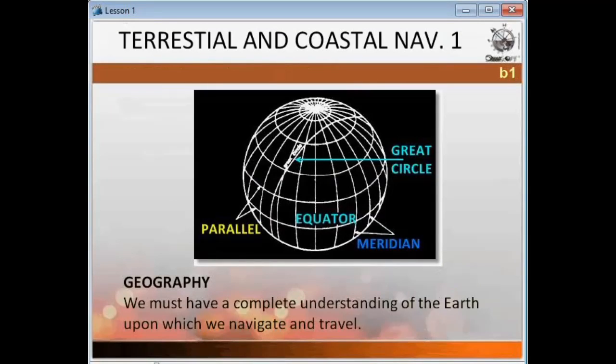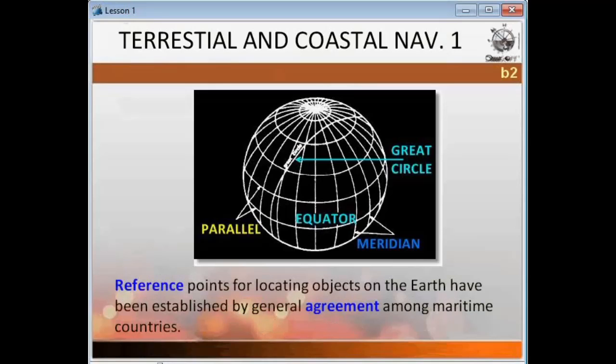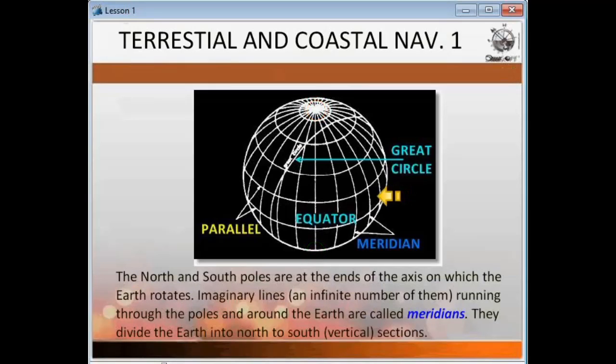Geography. We must have a complete understanding of the Earth upon which we navigate and travel. Reference points for locating objects on the Earth have been established by general agreement among maritime countries. The North and South poles are at the ends of the axis on which the Earth rotates.